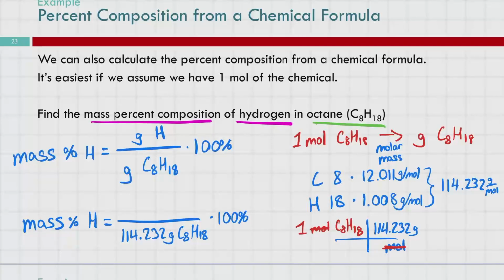It's going to be about 18. Why is it going to be about 18 instead of just putting in 1? Because there's 18 hydrogens. We have 18 hydrogens in the octane, so we have to put in 18 hydrogens on the top.